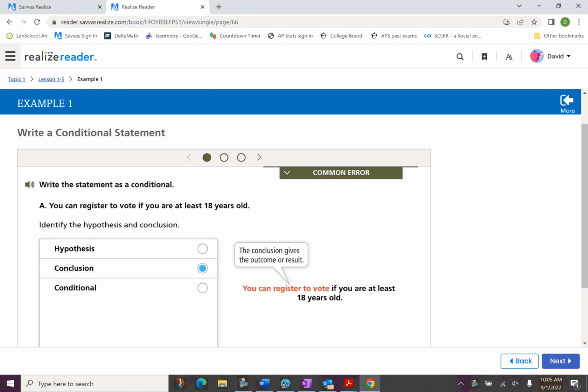Here it is actually written first, and the sentence does not include the word then anywhere. So to put this in strict conditional form, we need to rewrite it and say, if you are at least 18 years old, then you may register to vote. I'm not sure why they changed the verb from can to may. Try not to do that, okay? Try and use the same verbs, the same terms that they do, if all we're doing here is rewriting things.